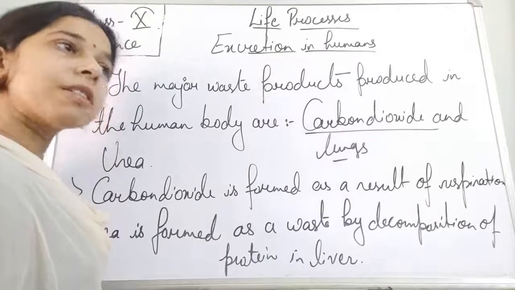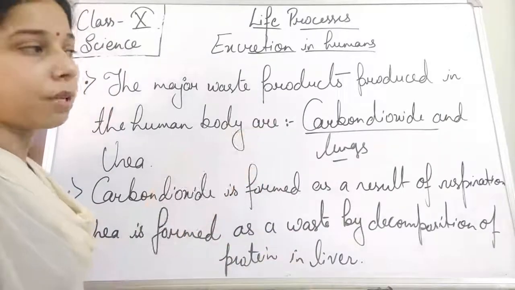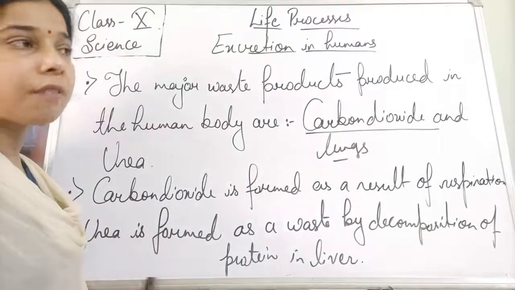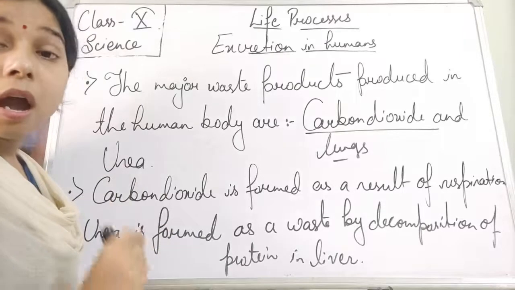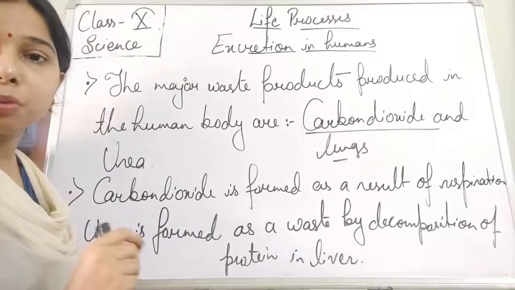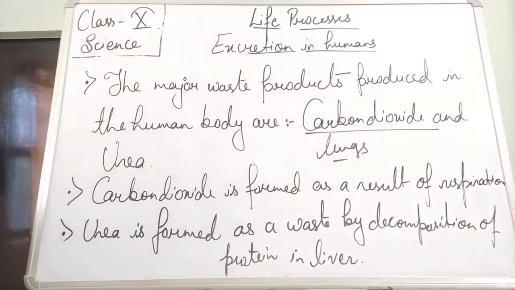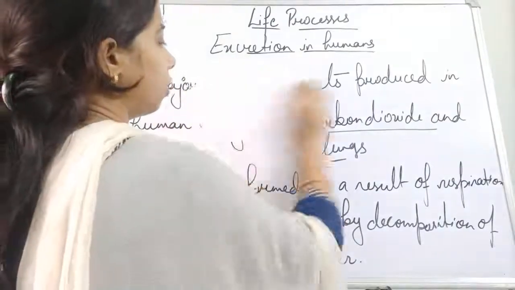This carbon dioxide, with the help of the blood, reaches the lungs, and from the lungs it is taken outside. So in the process of respiration and also the circulatory system, we have already discussed how carbon dioxide is produced and how it gets removed through our body. Now let us try to understand how urea is removed from our body.